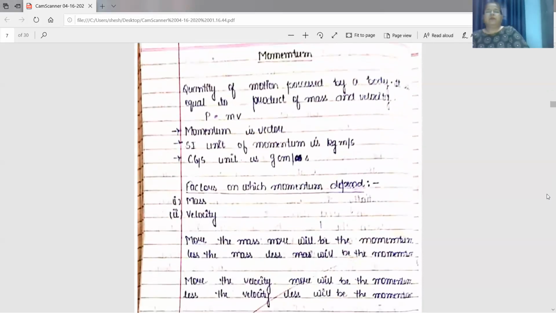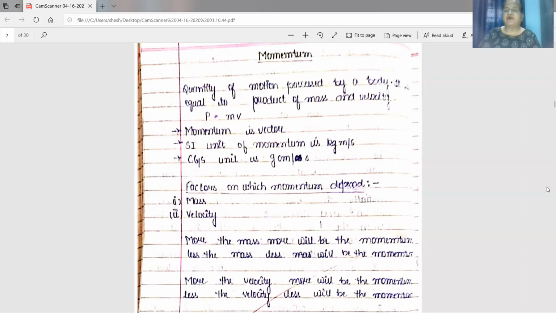Next topic is momentum. What is momentum? Quantity of motion possessed by a body. It is equal to the product of mass and velocity. It is represented by capital P. Capital P is equal to the product of mass and velocity. Momentum is a vector quantity. Its SI unit is kg meter per second and CGS unit is gram centimeter per second.